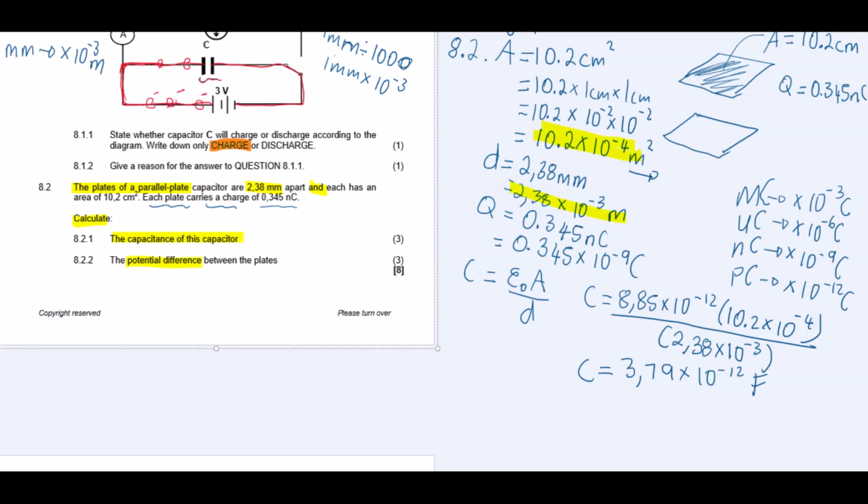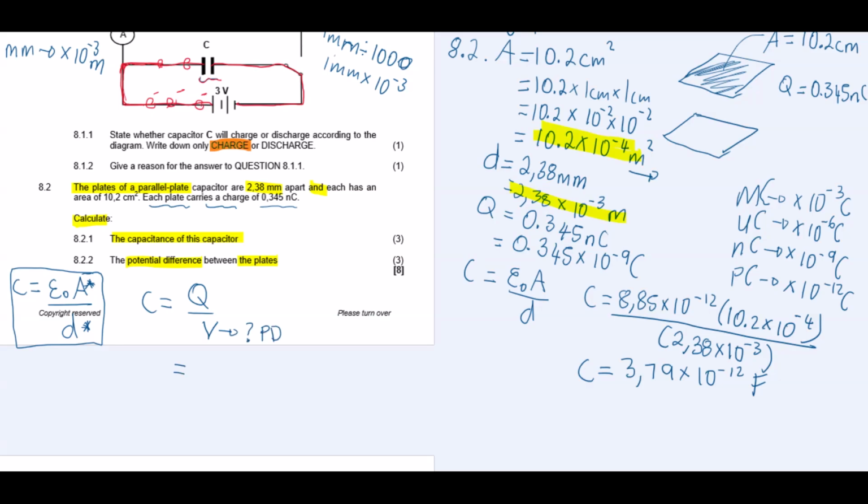The next question is saying that now we need to calculate the potential difference between the plates. I'm sure you've noticed that we're using the formula C is equal to epsilon naught times area over the distance between the plates, and also the formula C is equal to Q over V. So these are the two possible formulas to calculate capacitance, and we use the first one when we have the area and the distance when we're looking for the capacitance.